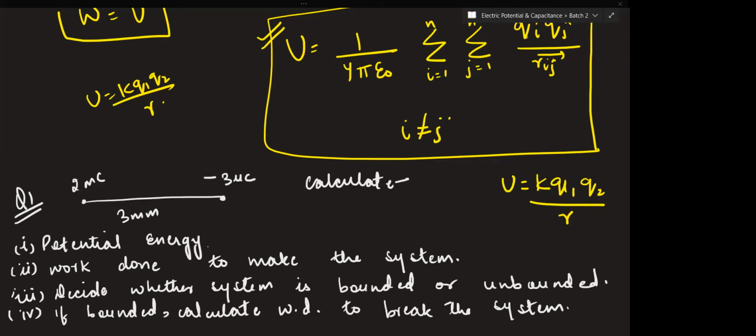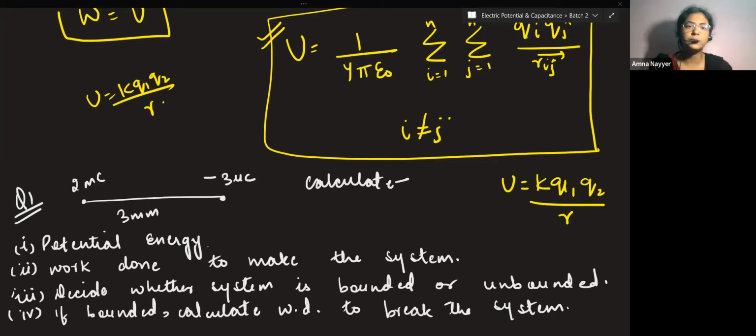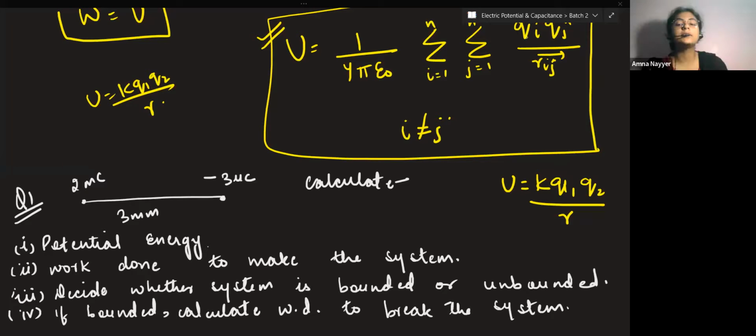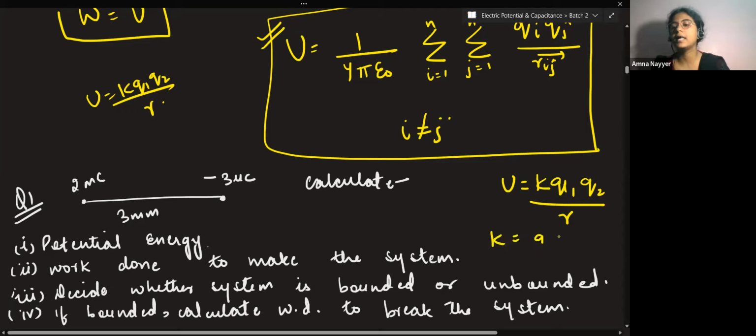Teacher, the first one is 2 millicoulomb, right? Yes, it is 2 millicoulombs. What's the value for K? K is 9 into 10 to the power 9. The constant K is 9 into 10 to the power 9. This is the value that you have to use.